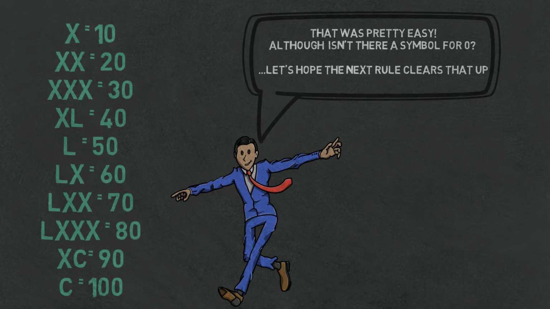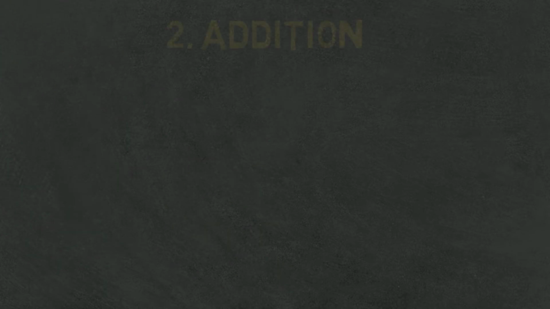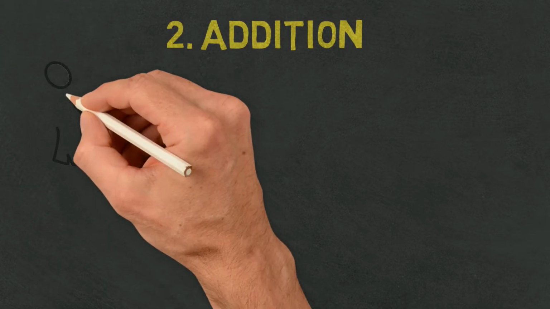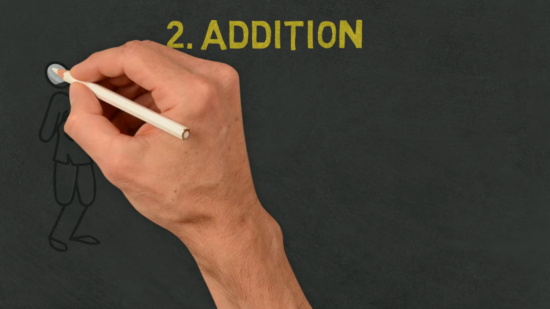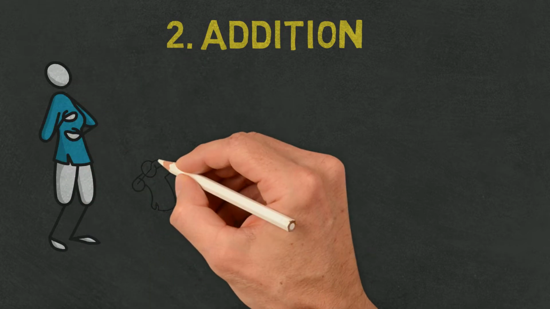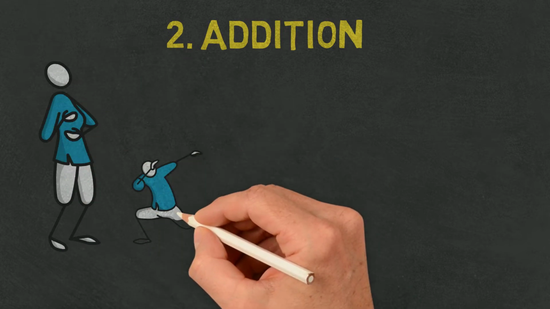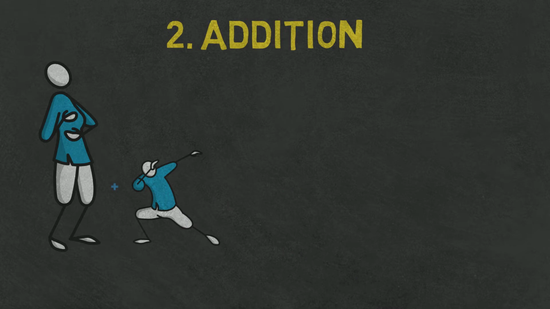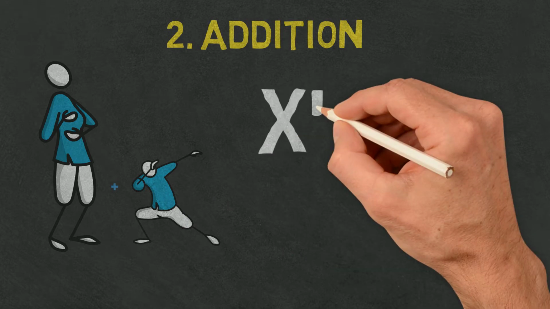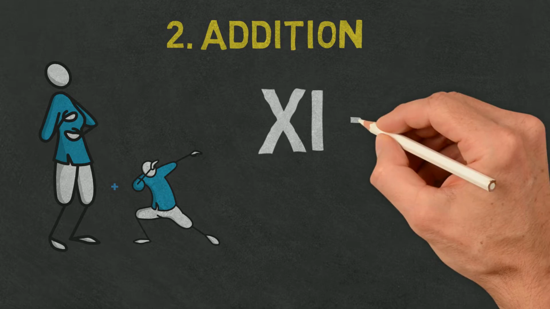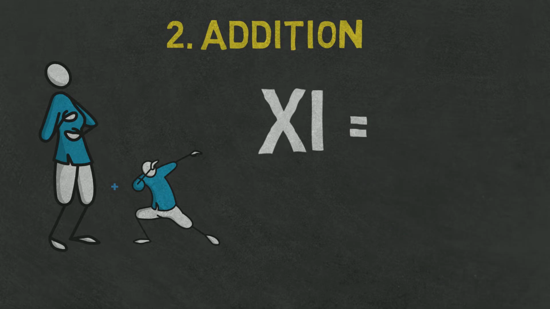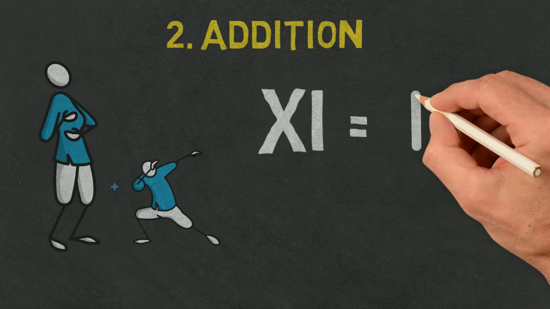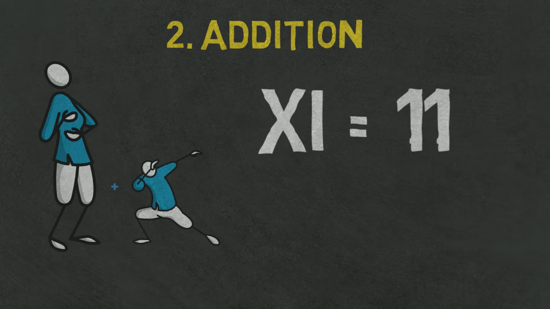Okay, now let's look at our second rule, the rule of addition, which states that if a symbol of smaller value is written to the right of a symbol of a larger value, then we add the smaller value to the larger one. For example, if we are given the numeral XI, and we know that the X stands for 10, while I stands for 1, now I being the smaller one to the right of the significant number 10, the two values get added together, and we get 11 as the outcome.